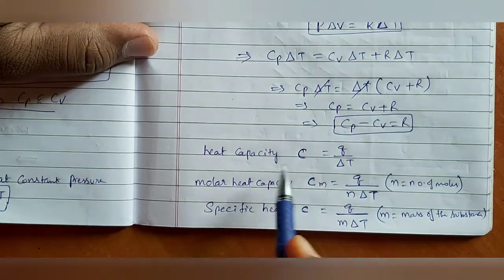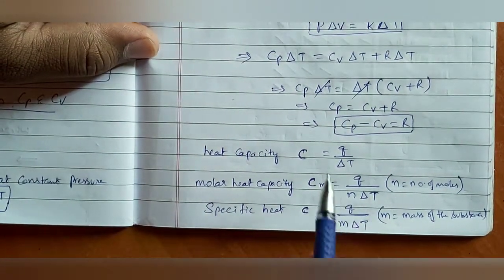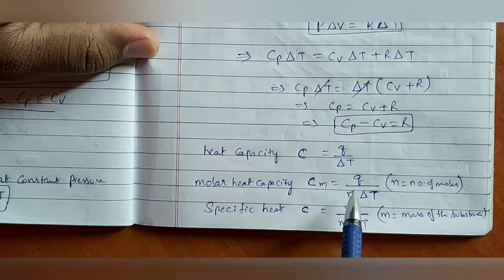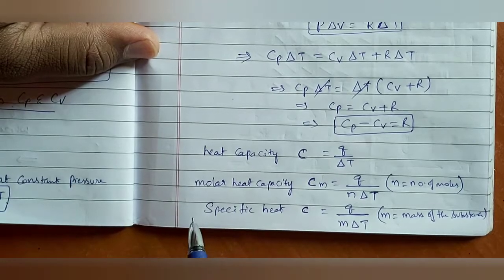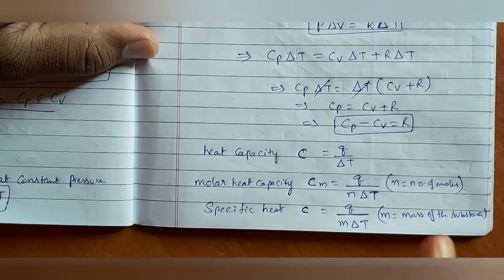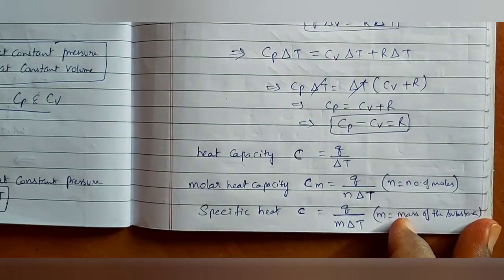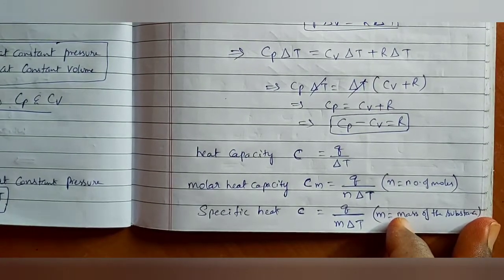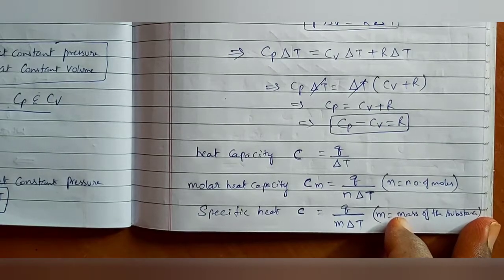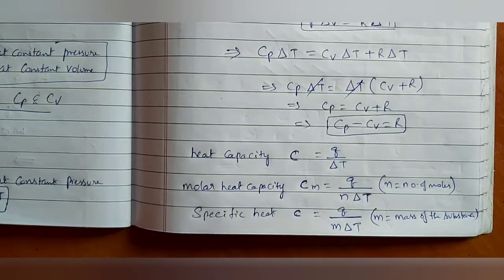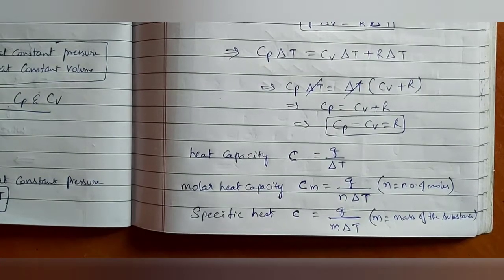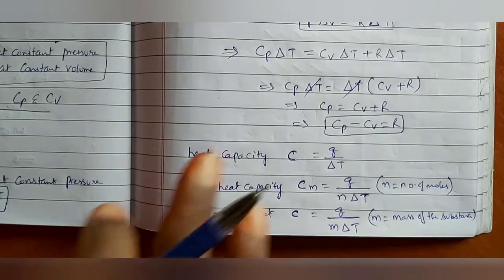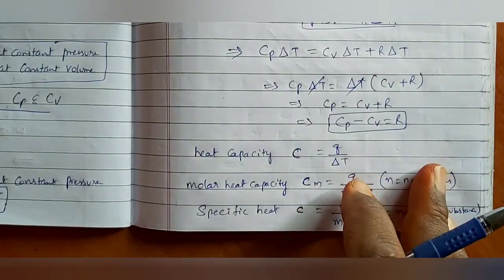Heat capacity, these are the formulae you have to remember. Heat capacity C is equal to Q by delta T. Molar heat capacity Cm is equal to Q by N into delta T. Specific heat c is equal to Q by M into delta T. Okay, this is about heat capacity, specific heat, molar heat capacity, and the Cp and Cv relation also. What is the relation between Cp and Cv? Cp minus Cv is equal to R, that we have derived in this class.